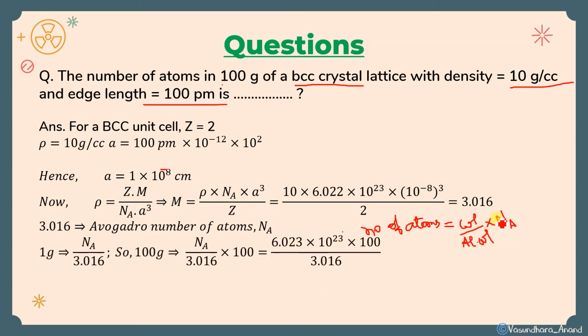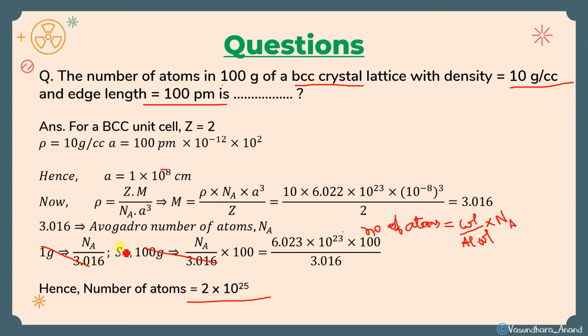Here I have done it in another way. First I used this formula and I got this one atom. It's not required. You can use this formula directly. This one is not required. You can use it in this way directly. Weight is equal to 100, Avogadro number this much, and atomic weight we got this. Just solve it, you will get 2 into 10 to the power 25.